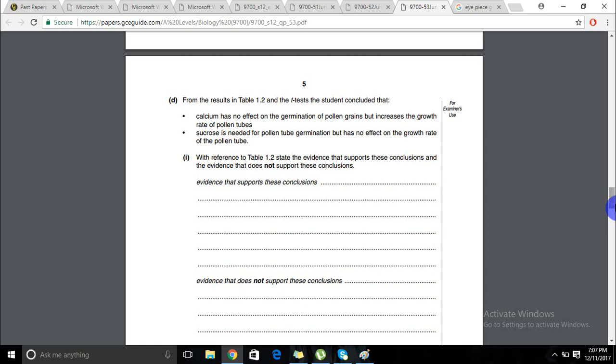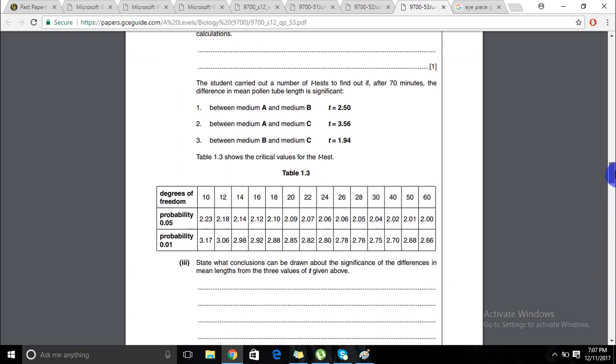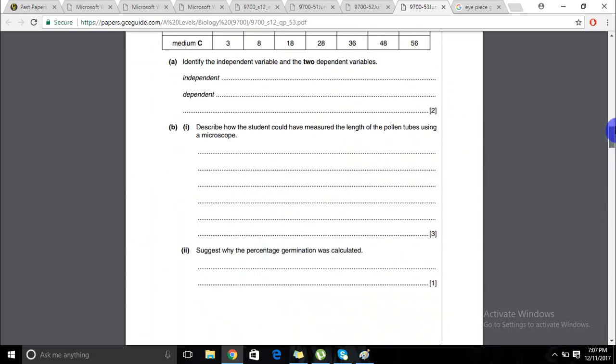And from the results in table 1.2 in the t-test, the student concluded that calcium has no effect on the germination of pollen grains, but increases the growth rate. And sucrose is needed for pollen germination but not the growth rate. And we have to give references to table 1.2, anything that supports them and does not support them. Let's look at these as well as T1 and T2.